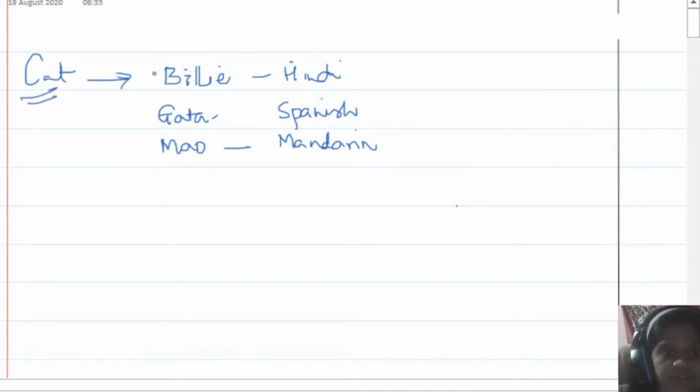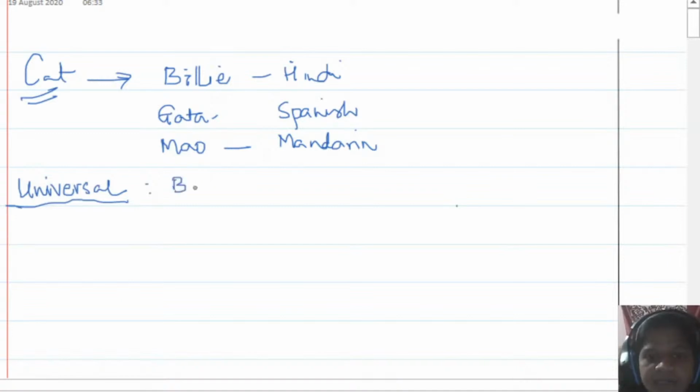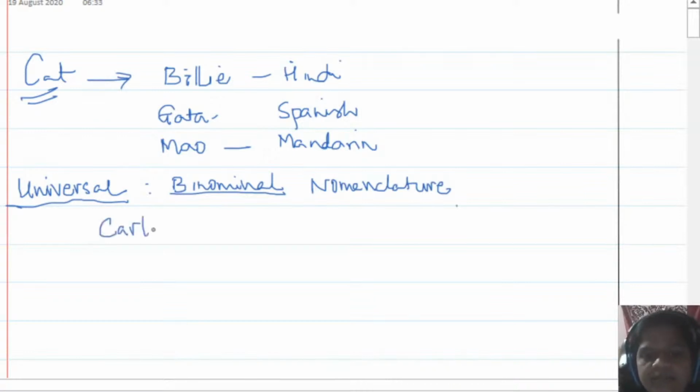And if you don't know the language, you have no idea what they're talking about, right? So people thought maybe we should have a universal naming process. And they came up with binominal nomenclature. This was called binomial nomenclature before. Now it is called binominal nomenclature. This was proposed by the scientist Carlos Linnaeus.